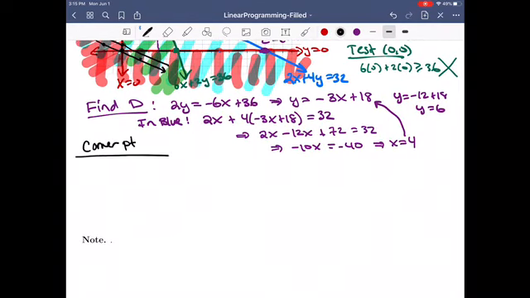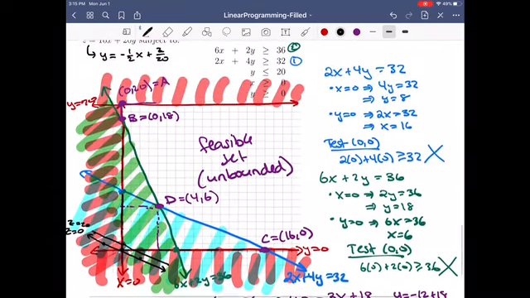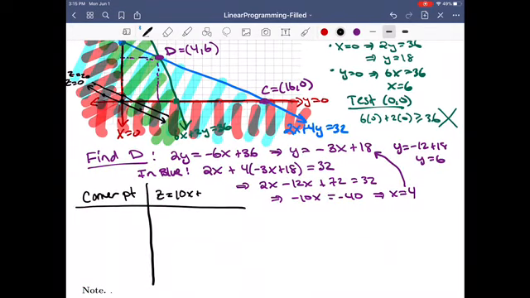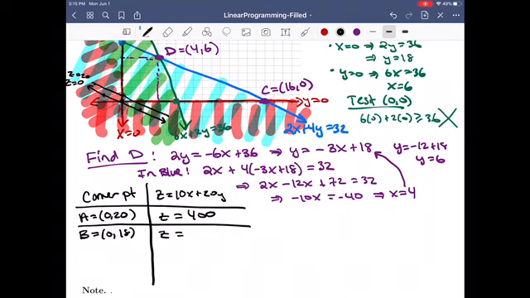So we have our corner point, and we have our z, which is 10x plus 20y. Corner point A was (0, 20), so that's going to give z equals 400. Corner point B was (0, 18), so that's going to give the z value of 20 times 18, which is 360. Corner point C is (16, 0), so here z is going to be 160.